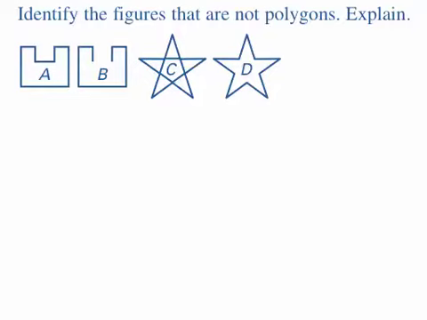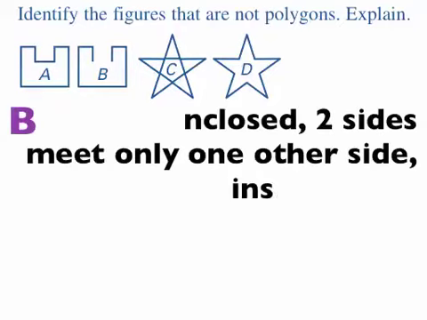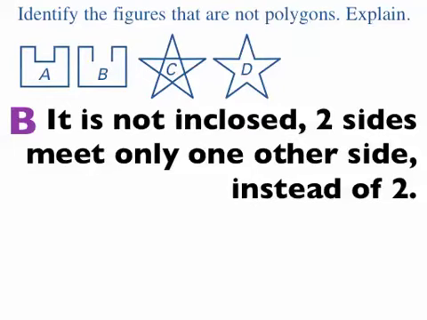If you look at B though, notice B is very similar to A, but it's missing one of those segments that connects 2 of the other segments. Because all of the segments do not connect to another segment at their endpoint, B is not a polygon. It is not enclosed. 2 sides only meet one other side instead of 2 other sides.